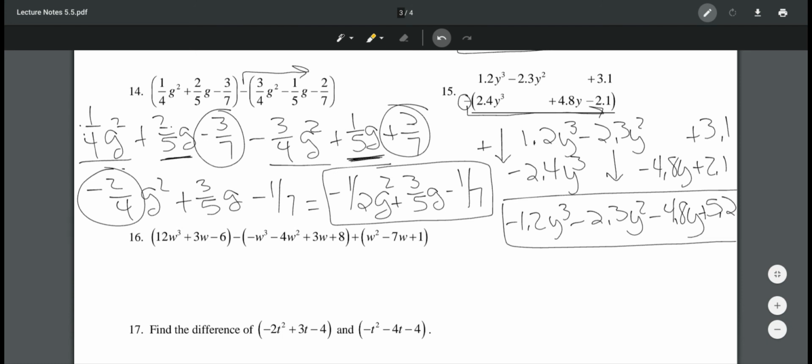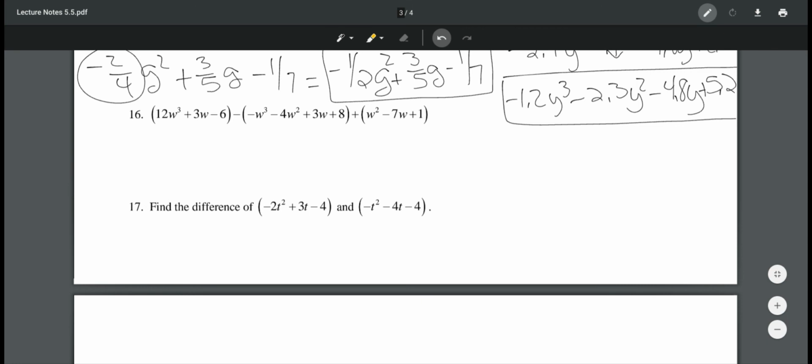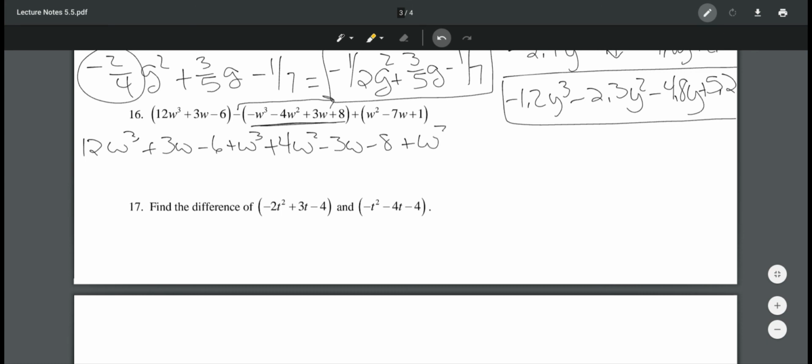Now, you can do this with more than one polynomial. So what we're going to do is simply take that negative and distribute it. So when I write this problem down, that's going to be 12w to the third plus 3w minus 6. When I take that and find the opposite of all these terms, that would become positive w to the third, positive 4w squared, minus 3w minus 8. Then I get positive w squared minus 7w plus 1.